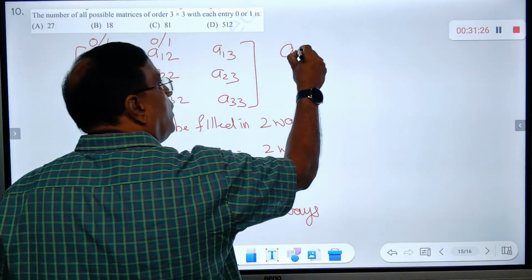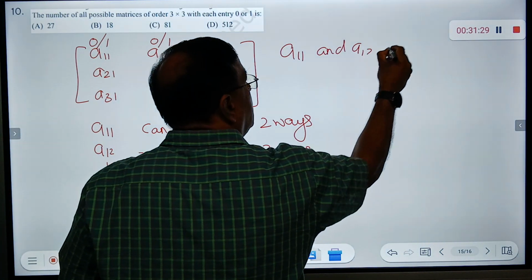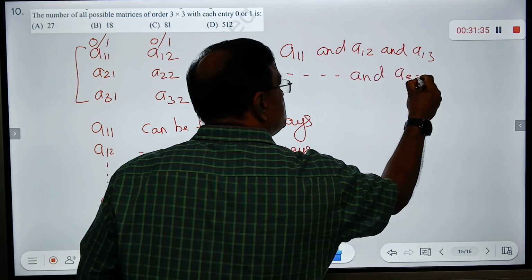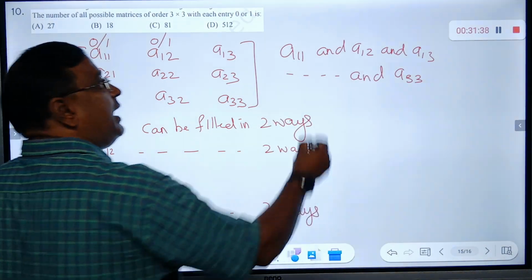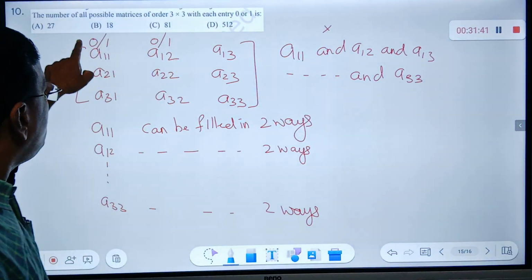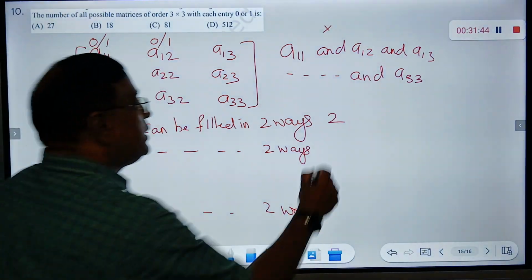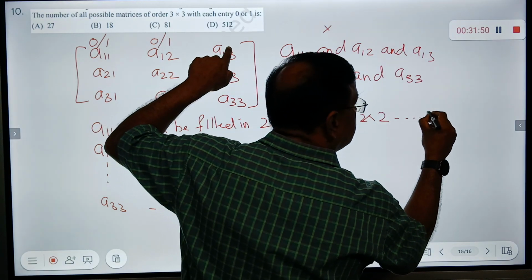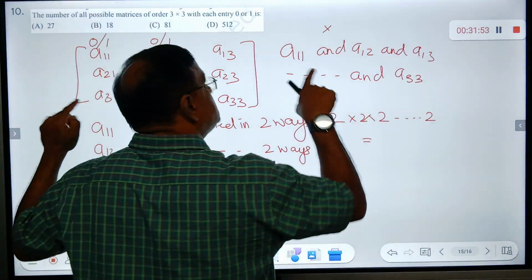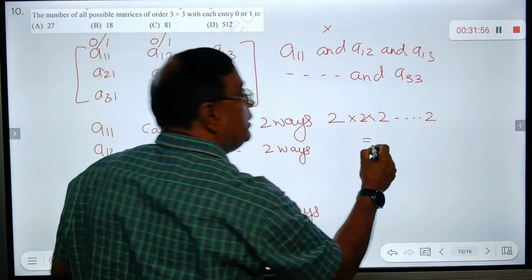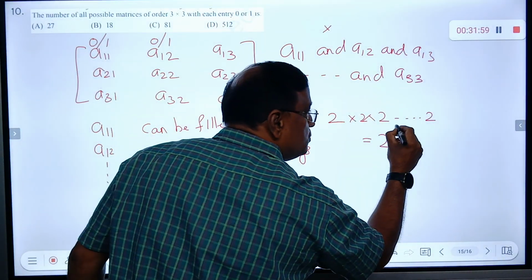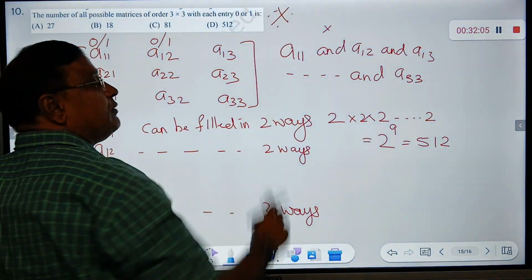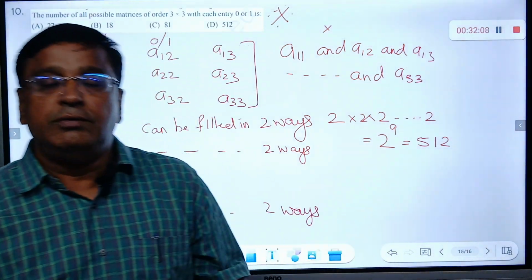That means A11 and A12 and A13, and so on up to A33, everything needs to be filled. But you know, by counting principle, 'and' means multiplication. So A11 can be filled in 2 ways, A12 in 2 ways, A13 in 2 ways. Like that, everything can be filled in 2 ways. Since all the elements need to be filled, it is 2 into 2 into 2, 9 times. It is 2 power 9. So the answer is 512. One of the most important questions which you can get for MCQ. Okay. So with that, we complete the exercise.